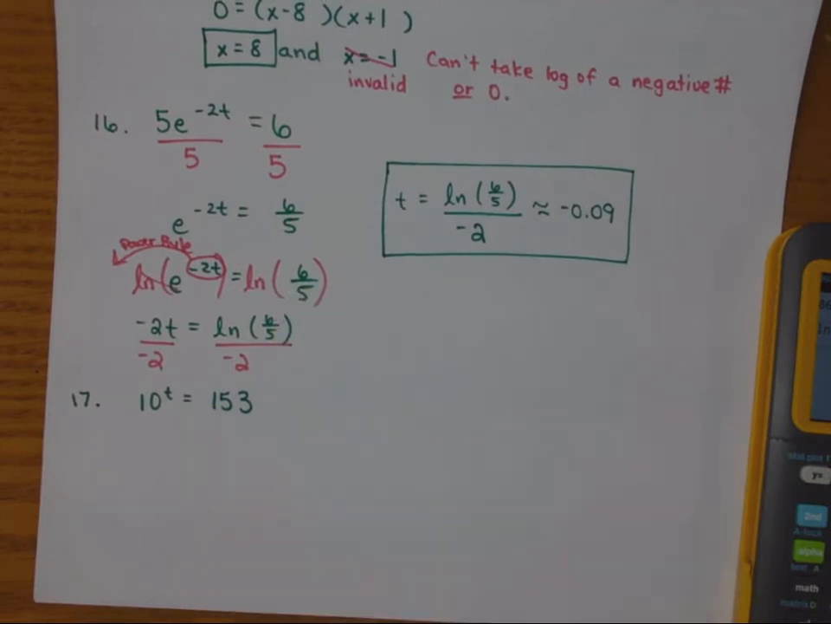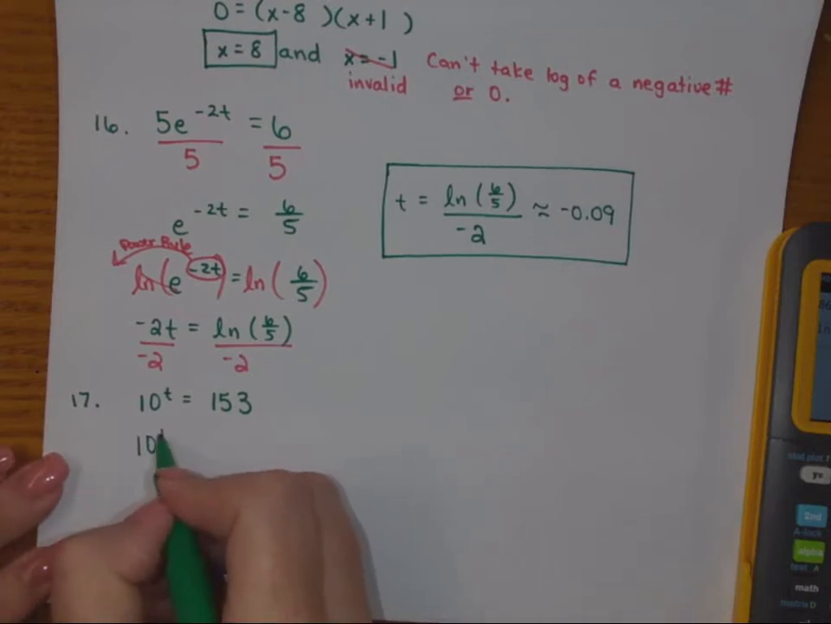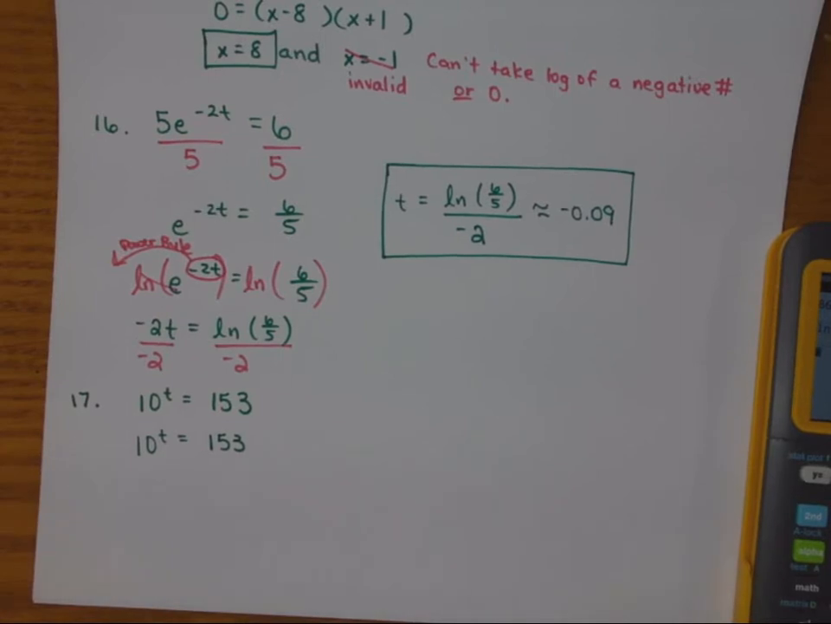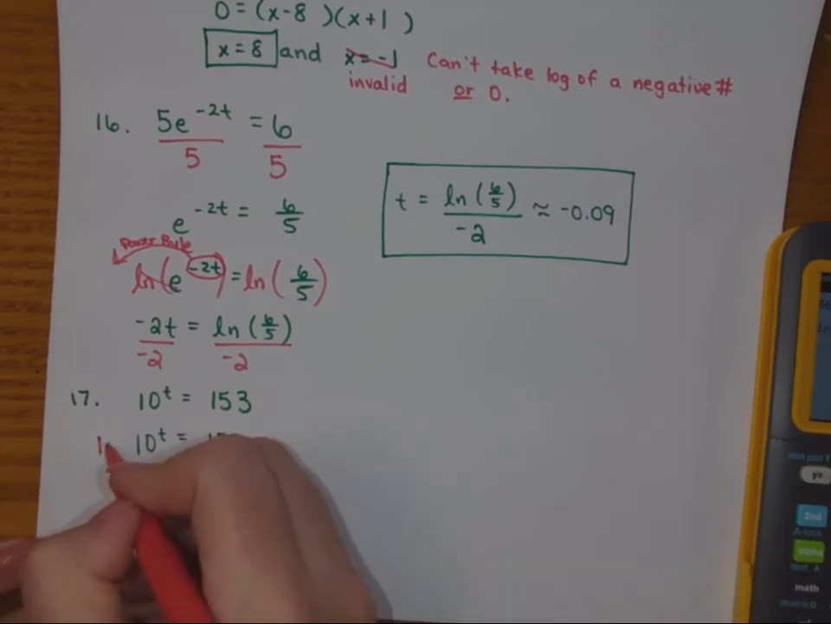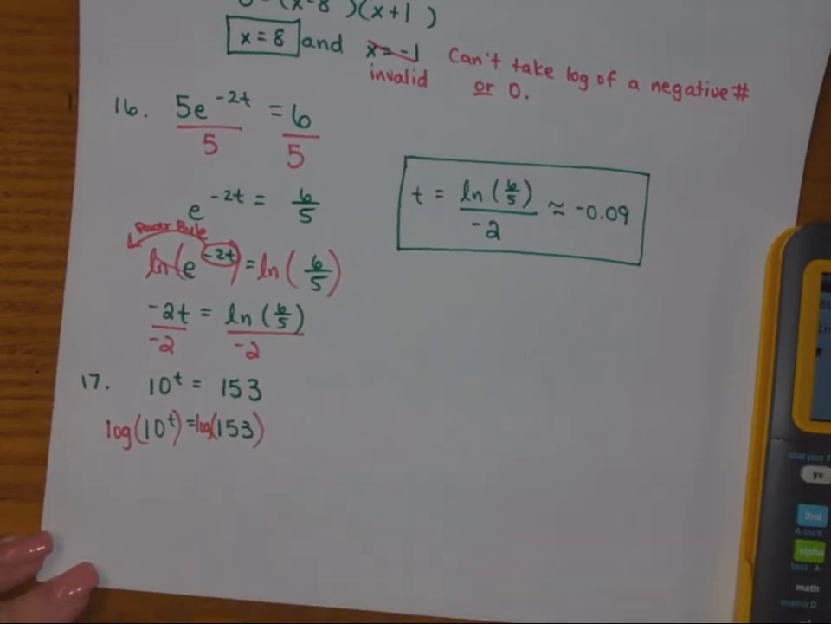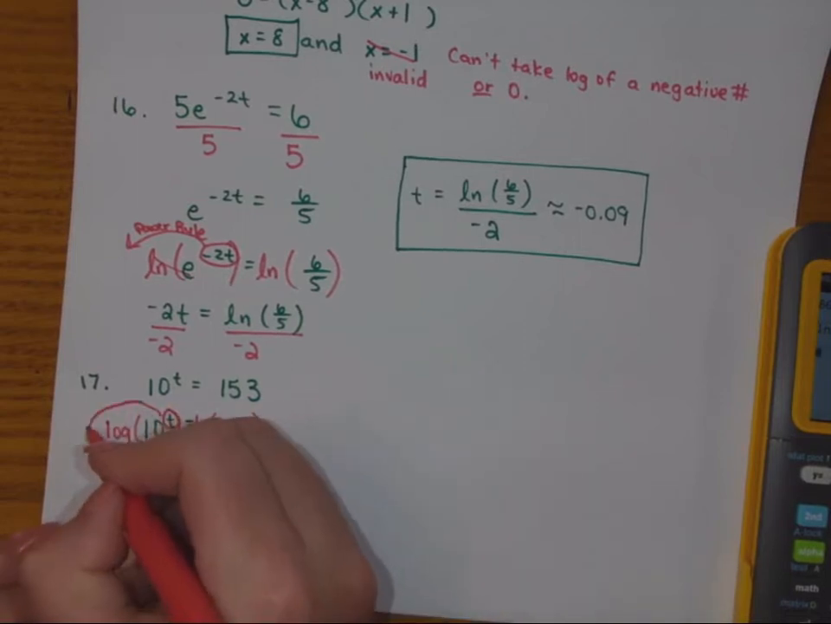Okay, you want to use ln when it's e, but when it's base 10, you actually want to use the other log, and you actually can use either one no matter what. But in this case, you would want to use the common log, which is log. So I'm going to take the log of both sides. I'm not multiplying by log. I'm taking the log of both sides. And again, why I do this is because the power rule of logs allows me to move this to the front.